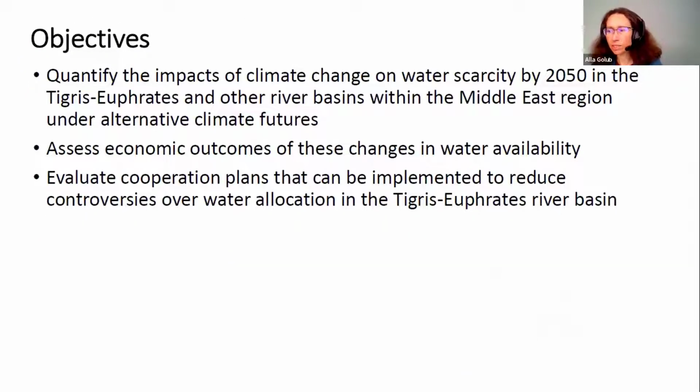The objectives of the study are to quantify the impacts of climate change on water scarcity by 2050 in the Tigris Euphrates river basin and other river basins within the Middle East region under alternative climate futures, to evaluate economic outcomes of these changes in water availability, and to evaluate cooperation plans that can be implemented to reduce controversies over water allocation in the Tigris Euphrates river basin.